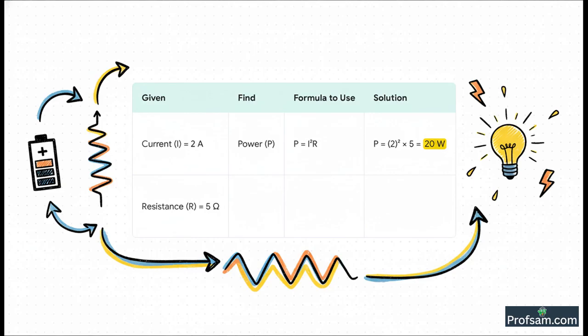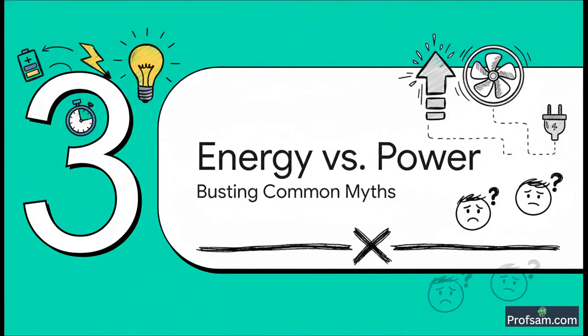So we just plug in the values. P equals 2 squared times 5. That's 4 times 5, which gives us 20 watts. See? It's that simple. Okay, Chalo, now let's tackle a very common area of confusion.